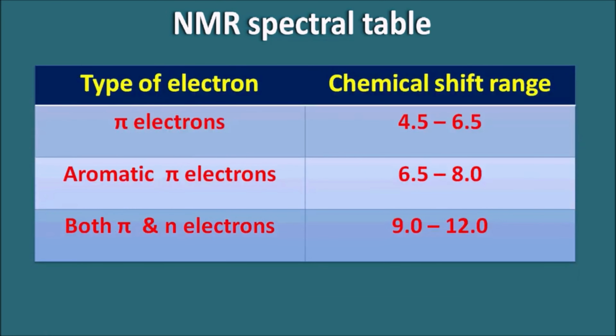Similarly, if the protons are directly attached to pi electrons, they will have 4.5 to 6.5. And if they are attached to aromatic pi electrons, 6.5 to 8. And if they have both pi as well as n electrons adjacently, then they will have 9 to 12 as the chemical shift range. So now let us see the different types of examples for this spectral table.